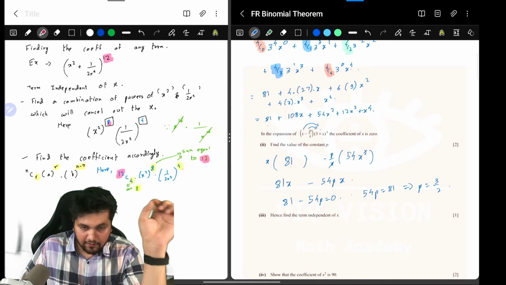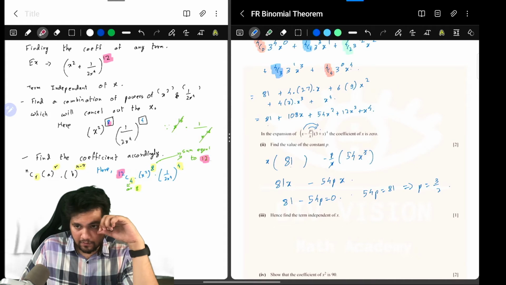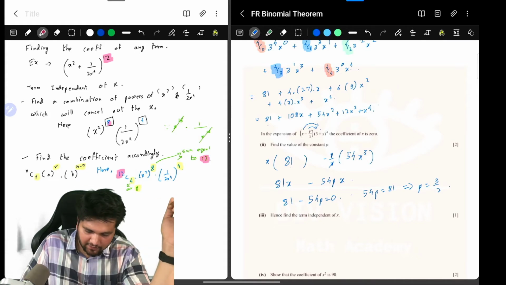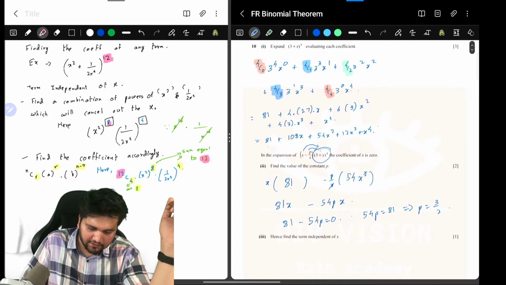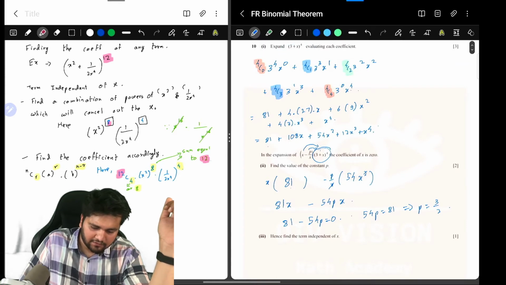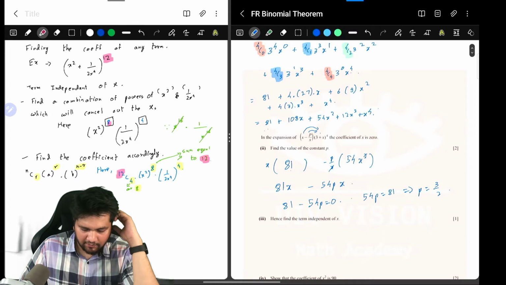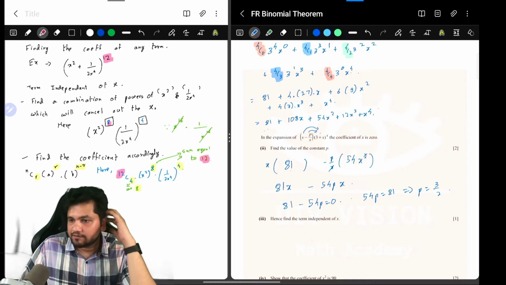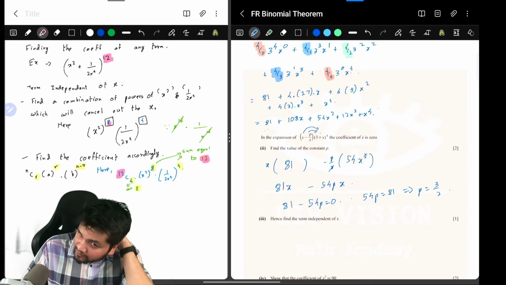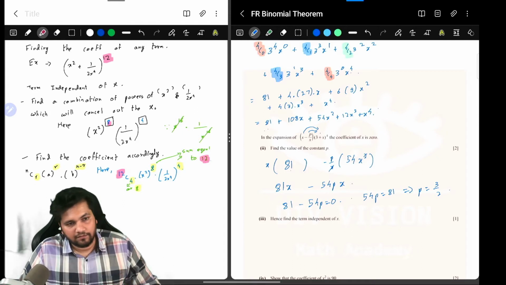No, so how did we get 81 and 54? Can you tell me? Are you from this expansion? Because (3 plus x) to the power of 4, we already expanded this one, in the first question. Okay, okay. That's why. So x into what? This 81 and minus p by x into what? So 54x square. Because I wanted x, so I wanted the x square term.